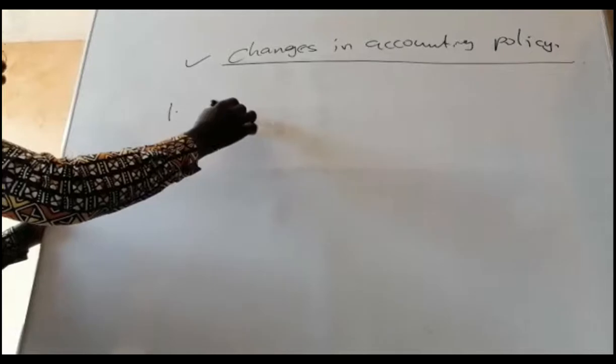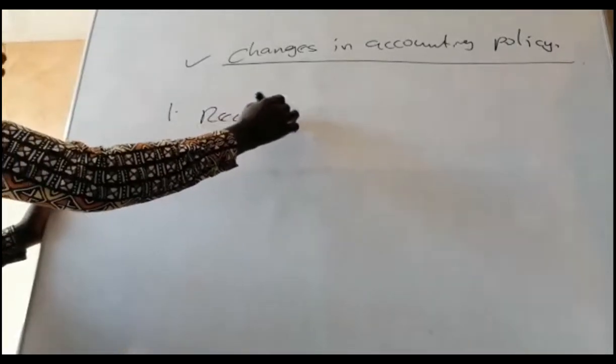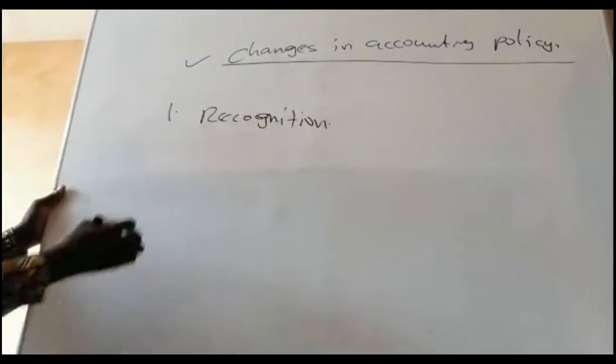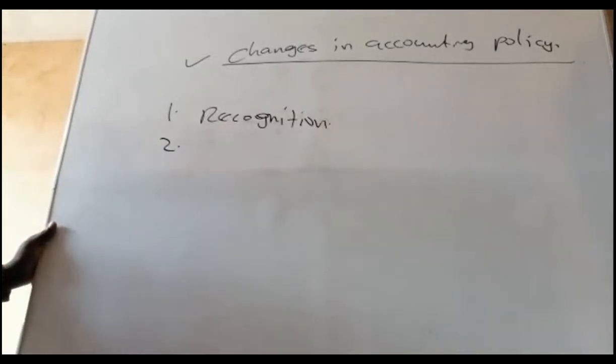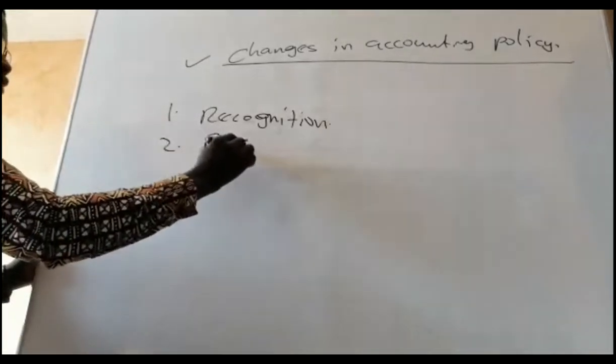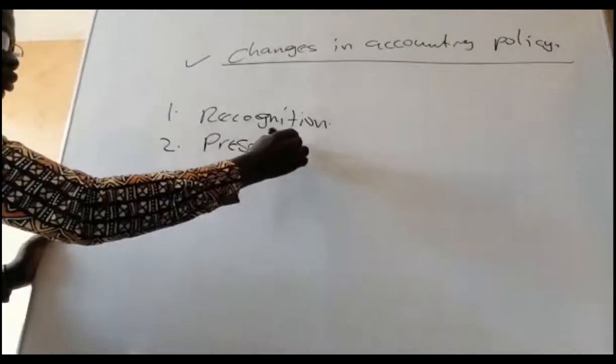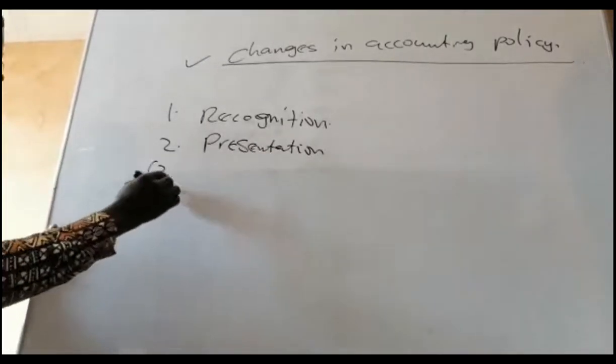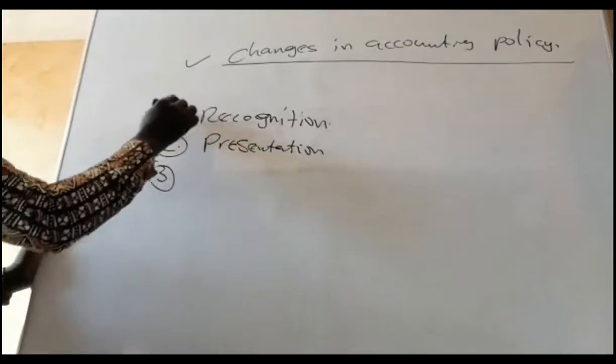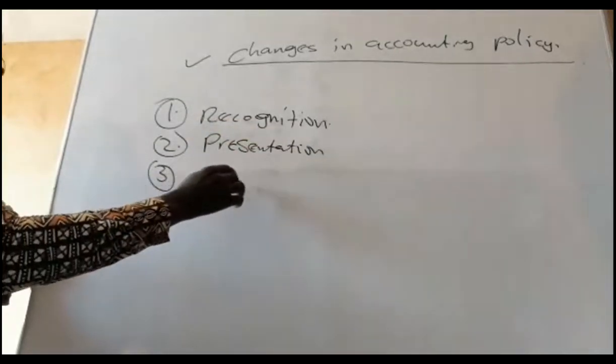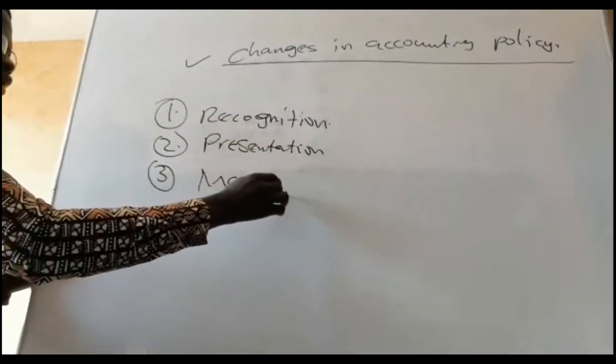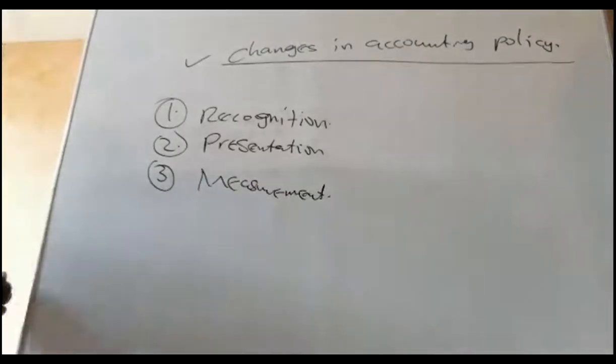Two, change in presentation. And then three, change in measurement. So anytime we change any of these, even one, there has been a change in accounting policy. Let's talk about recognition.